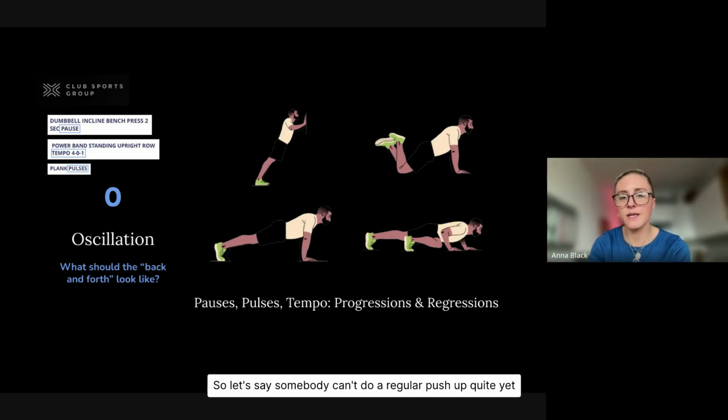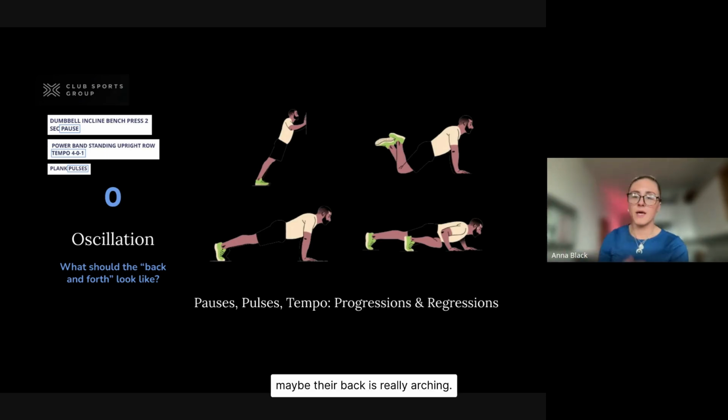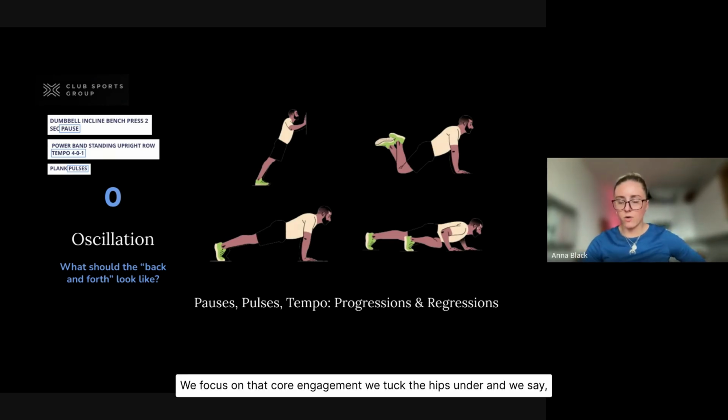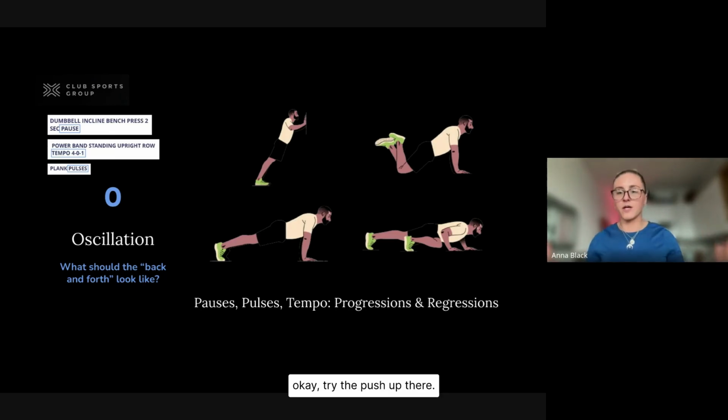So let's say somebody can't do a regular push-up quite yet. Maybe their back is really arching. Maybe that's the problem, their hips are coming too low. So we drop it to the knees. We focus on that core engagement. We tuck the hips under and we say, okay, try the push-up there. We just said that's a regression or a modification.